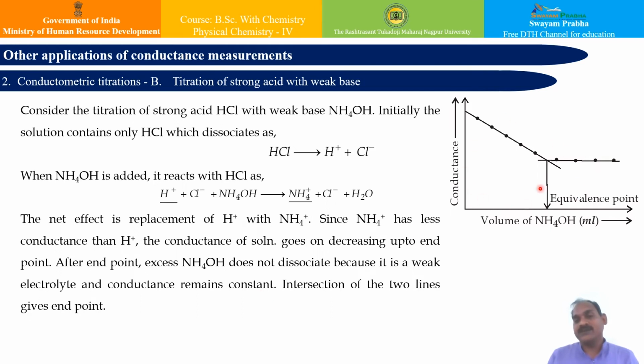You can see in this figure, initially the H+ ions are replaced by ammonium ions. It comes to this point, and after the end point, since the conductance of the ammonium ion is not high, it remains low. The ammonium hydroxide does not dissociate to a greater extent, so it remains as a weak electrolyte, and therefore the conductance does not increase and remains a straight line. Therefore the intersection of this dropping line and this straight line gives you the equivalence point of a strong acid and weak base titration. Okay.